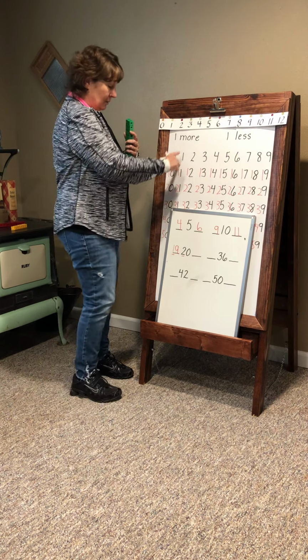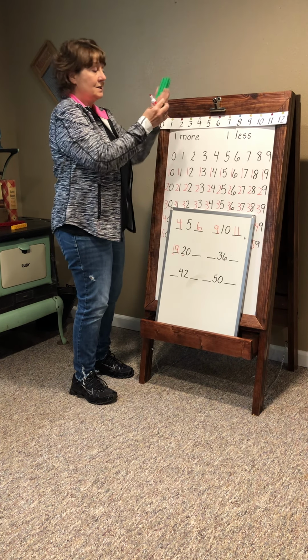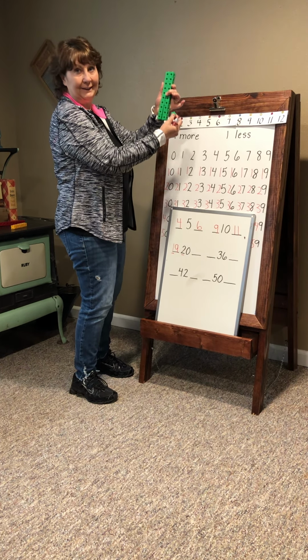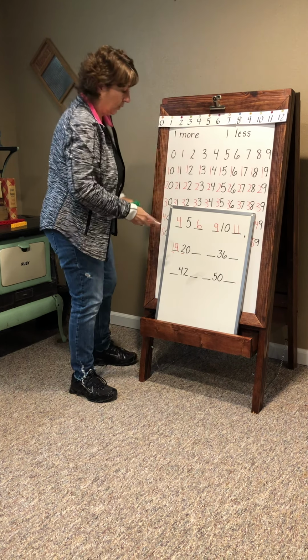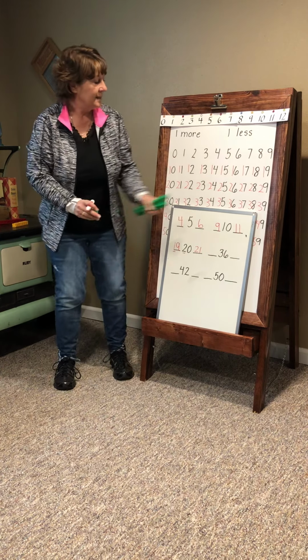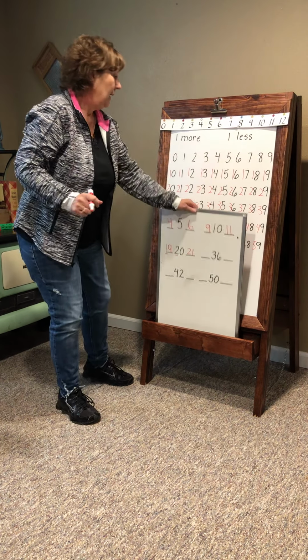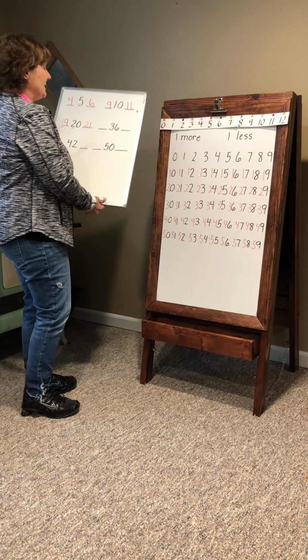If you see the zero, the next number that always comes after zero is a one. So of course we have 21 for one more. Now let's look at our chart that we created. And let's look at number 36.